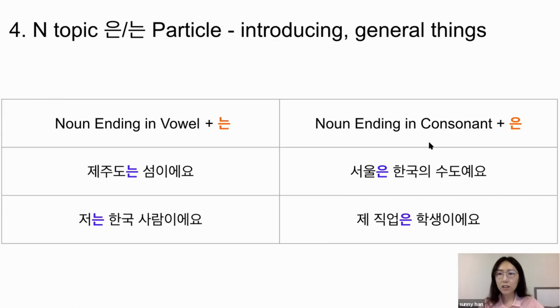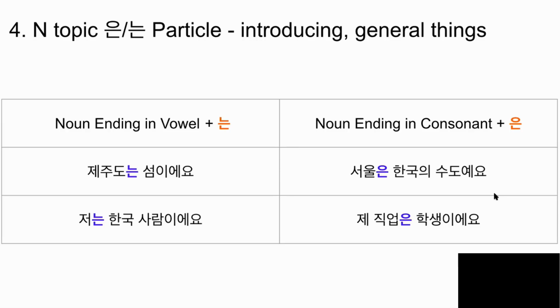Okay. There's 받침, so we add 은. 서울 is Seoul. 한국 is Korea. 수도, capital. Seoul is the capital of Korea. 서울은 한국의 수도예요. 서울은 한국의 수도예요.